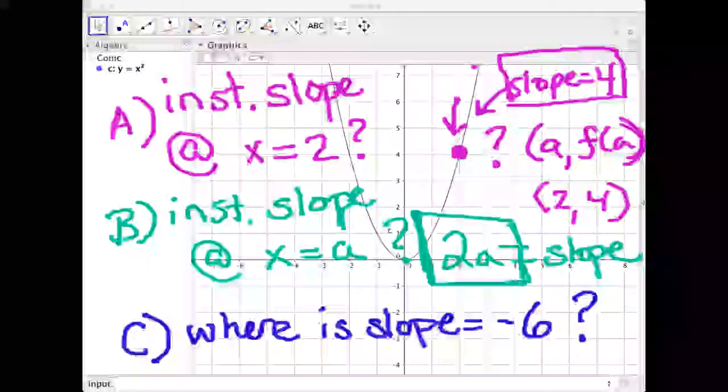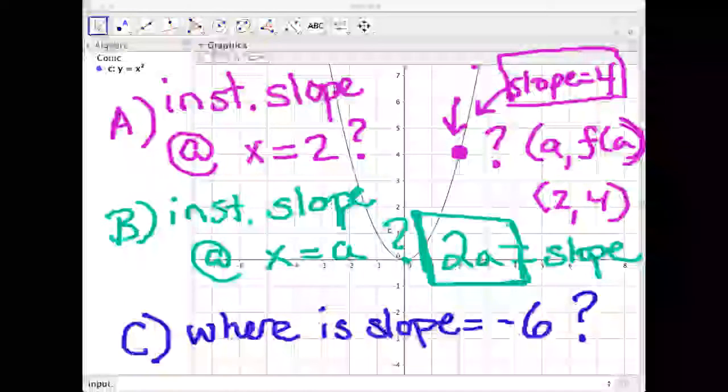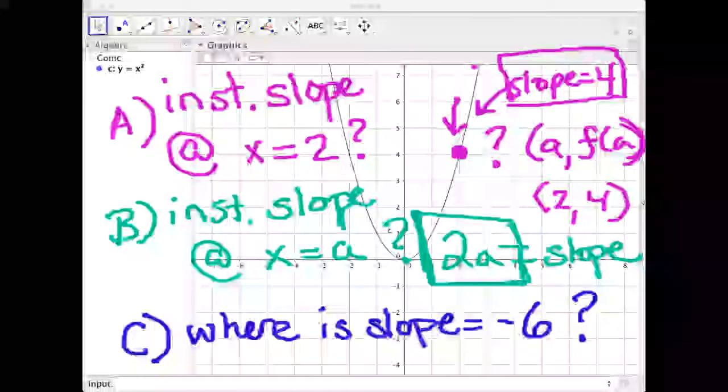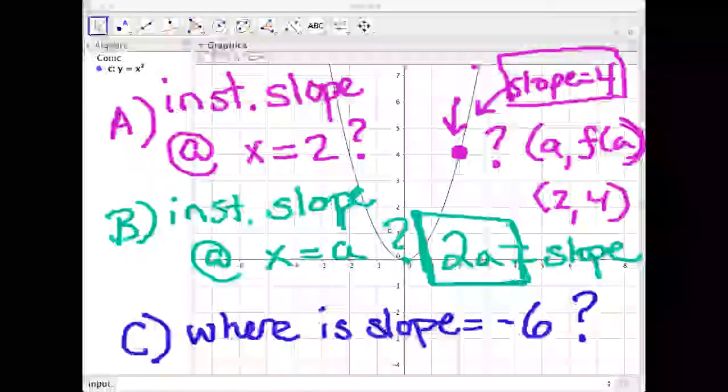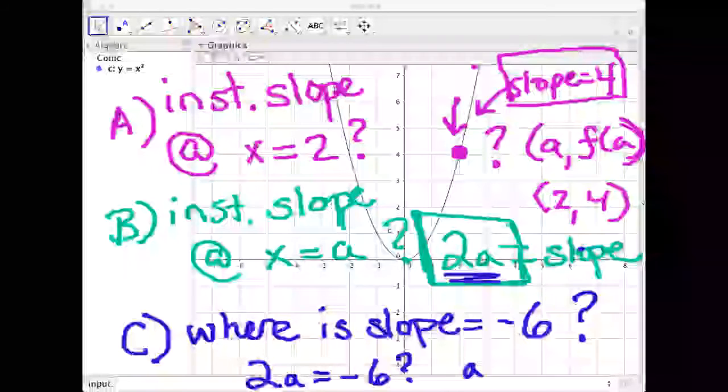Now that is going to make it really, really easy to solve letter C, which I might even be able to solve right here. Let's see if we can do it. What we're saying is that if I want to know a slope, I just have to figure out what I would need to plug in for a to get the number. So when is the slope equal to -6? Well, when is 2a equal to -6? That's another way of rewriting that. Well, I don't even have to do this out with much algebra. I could divide both sides by 2, but I know that a would have to equal -3.